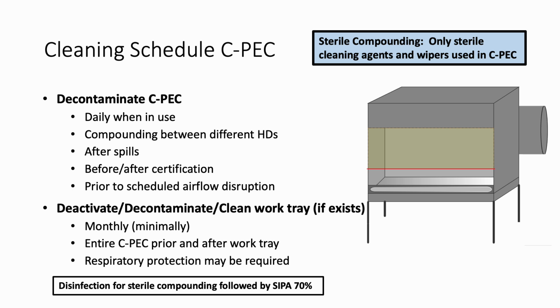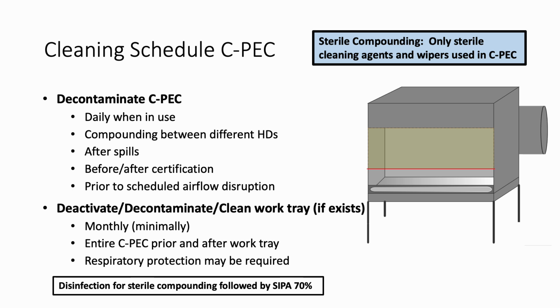Decontamination of the CPEC must occur daily when in use, when compounding in between different hazardous drugs, after spills, before and after certification, and prior to any scheduled airflow disruptions. We also want to deactivate, decontaminate, and clean and disinfect the work tray, and underneath the work tray if it exists. That's going to be done minimally on a monthly basis. When we do so, we want to ensure the entire CPEC is deactivated, decontaminated, and cleaned prior to and after the work tray is removed and replaced.